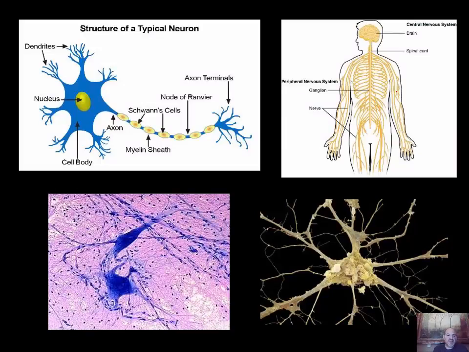I pulled this image off the web, and it just shows the basic structure with slightly more detail. Here's your nucleus, the dendrites, the cell body, and then you have your axon, which is a long extension, and the axon terminals that will join up with other cells later. And here you actually see one of the supporting cells called Schwann cells. The Schwann cells help produce this myelin sheath, which is sort of an insulation for the neuron.